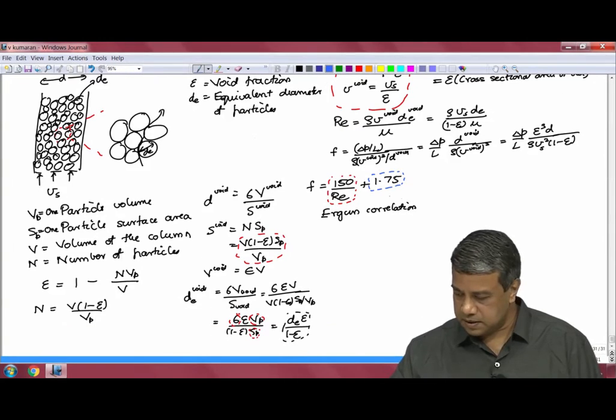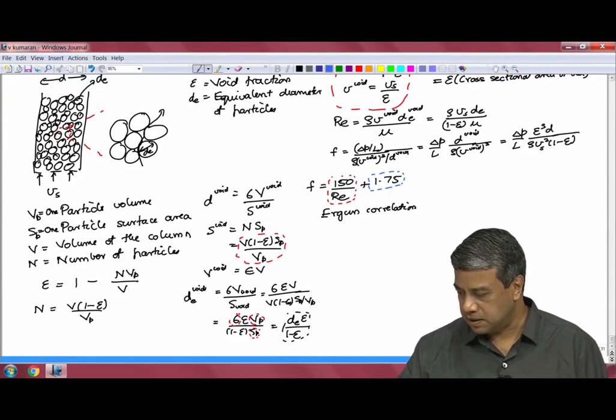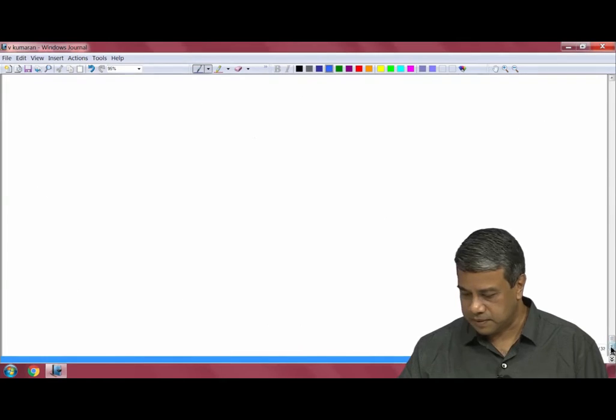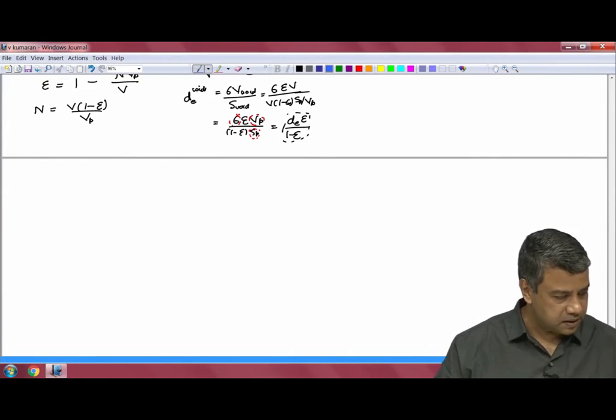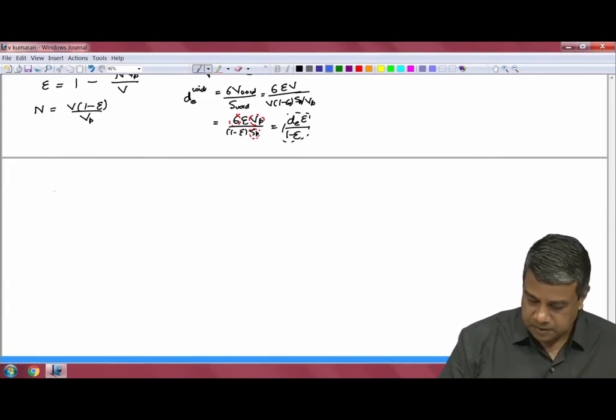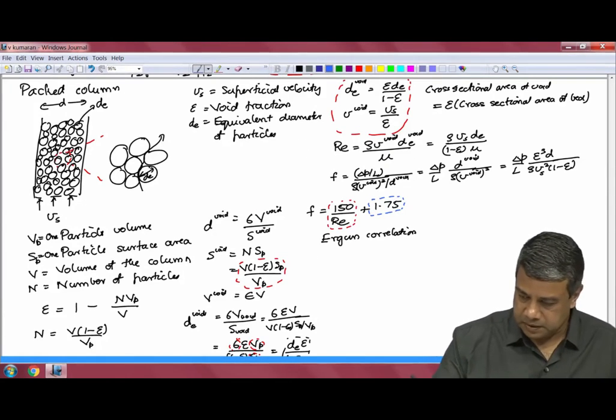So, let us look at an example of how we would use this correlation in order to determine the pressure drop for the flow through a packed bed. Okay. So, the problem is as follows. I have a packed bed.